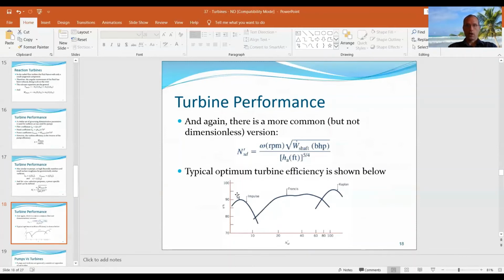So impulse, maximum efficiency, down around 5 for a specific speed. The Francis turbines, generally in the range of 20 to 60 or so. And the Kaplan turbines, somewhere around 100 is their peak efficiency. So again, depending on what actual application the pump or the turbine will be used for, I can see where that falls on this chart, and I know which is the appropriate turbine to use for that application.